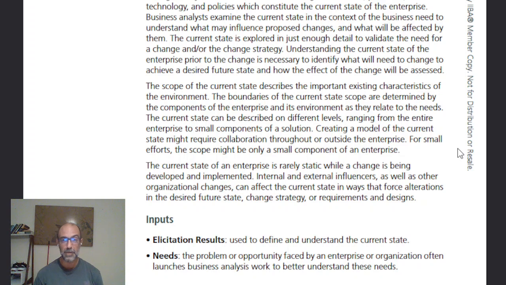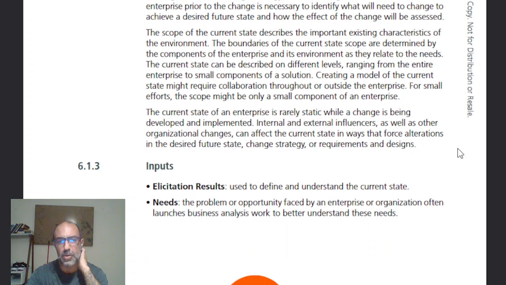It could be described on different levels, ranging from the entire enterprise to small components of a solution. Creating a model of the current state might require collaboration throughout and outside of the enterprise. For small efforts, the scope might be only a small component of an enterprise. You could probably target departments depending on what you want, or you can target the whole thing, or maybe you can even hire somebody from the outside to give you an outlook. If you were to hire a consultant in this case, what you're going to be asking them is, how would a company like this actually function better? And they will give you a path to compare to the current state, which allows you to move in a more uniform, more coherent, understandable way.